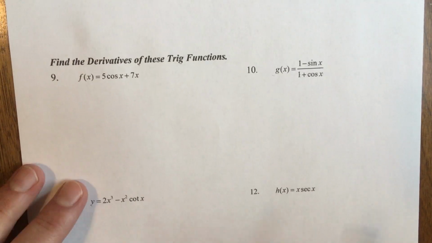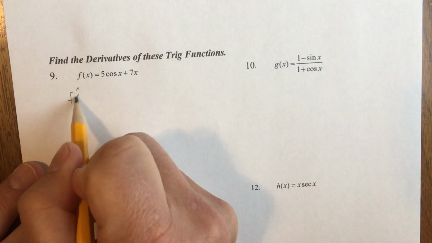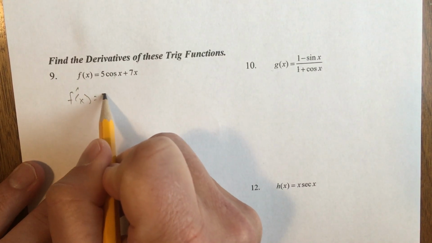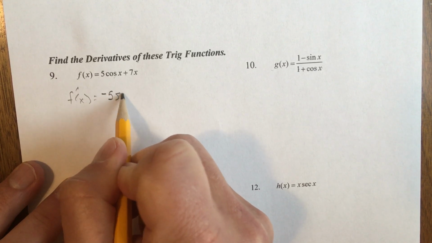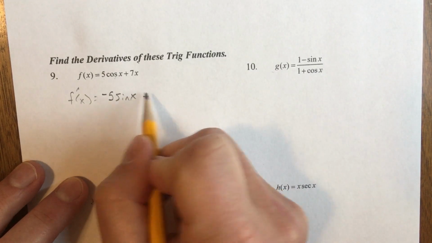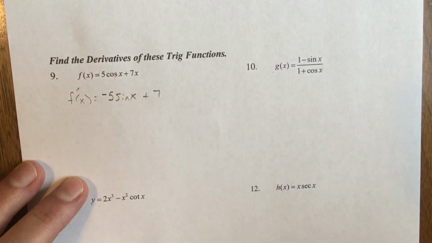Okay. For number 9, our derivative on this one is 5 times the derivative of cosine. Derivative of cosine is negative sine, so I'll put that negative in front of the 5 so I don't get confused. That's negative 5 sine x plus the derivative of 7x, which is 7.